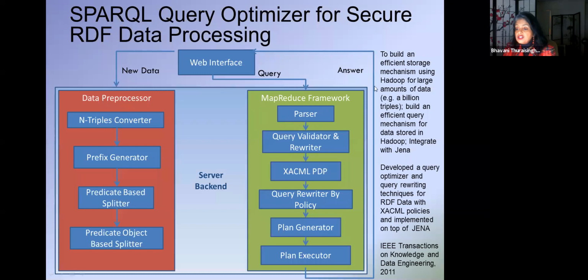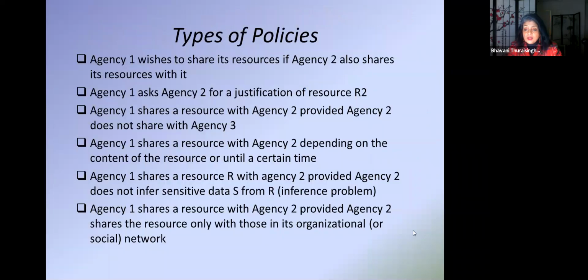So to build an efficient storage mechanism, Hadoop for lots of data, billions of triples, RDF data, we built an efficient query mechanism for data stored in Hadoop, integrated with Jena. So we had to build this optimizer to integrate with Jena, because we looked at Jena, which had some sort of query facilities, but fairly primitive. So we developed a query optimizer and query rewriting techniques for RDF data with XACML policies, and it was implemented on top of Jena. And then it was published in IEEE Transactions. Okay, so that was great.